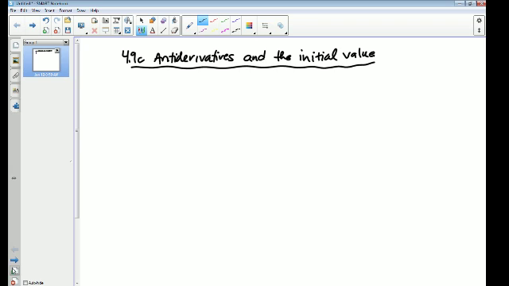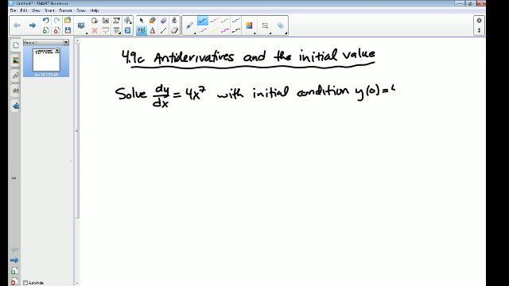You're going to run into problems worded like you haven't seen before. So you might see: solve dy/dx equals 4x to the 7th, with y of 0 equal to 4.